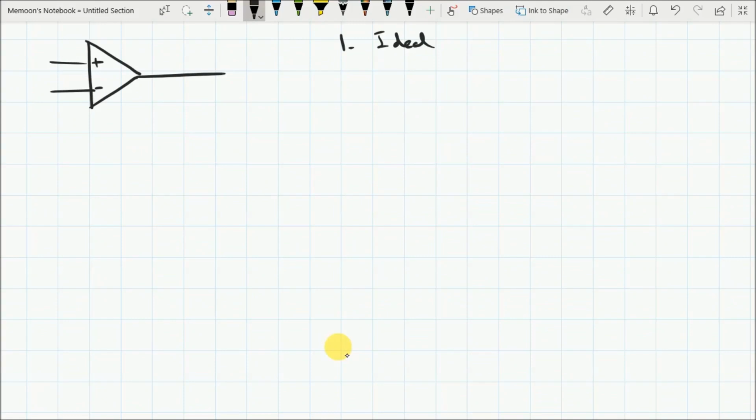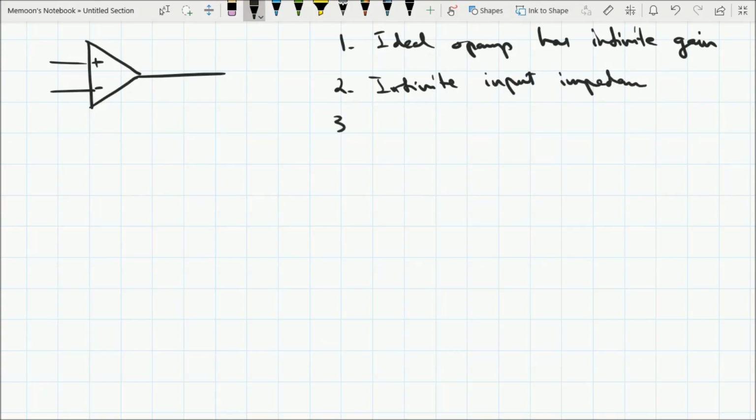An ideal op-amp has an infinite gain. It has infinite input impedance. It has a 0 output impedance. Because it has an infinite input impedance, no current will flow through the inputs, because the inputs will act as an open circuit.